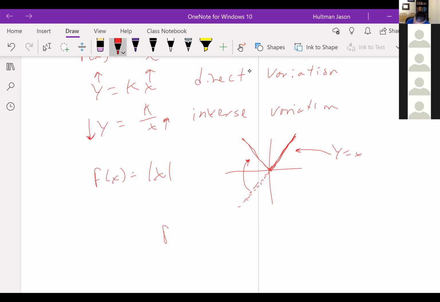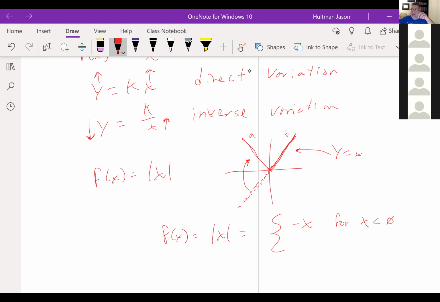We could say that f of x equals absolute value of x equals negative x. That's the slope of this line here. I'll call this piece A and piece B. So piece A is negative x, for x less than 0. If x is negative, then it becomes a negative x, right? Because what's a negative times a negative? Isn't that positive?